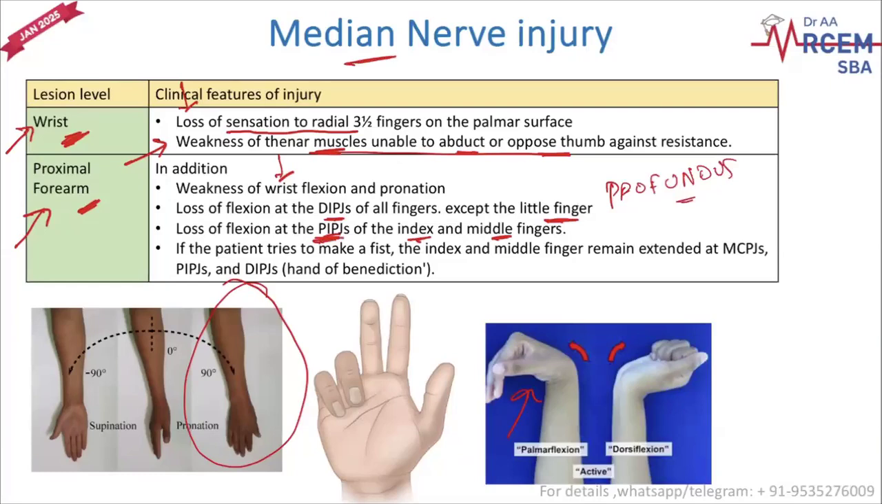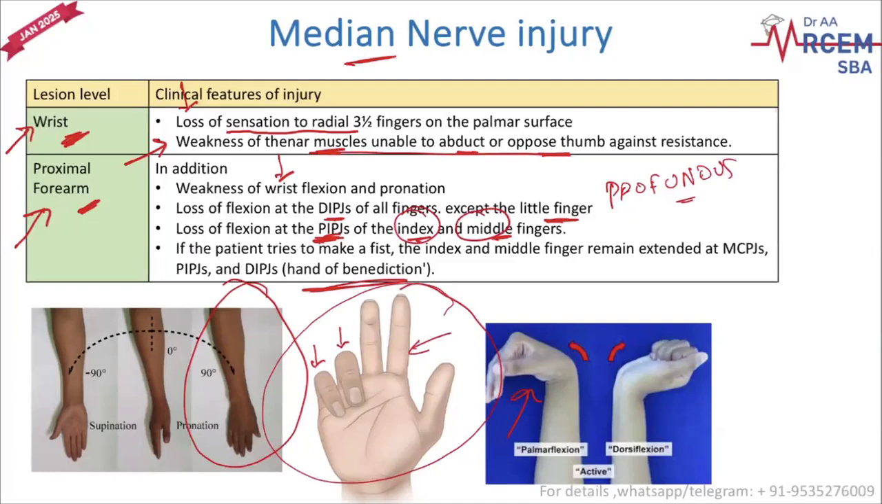What happens here? Loss of flexion at the proximal interphalangeal joint. This is the proximal interphalangeal joint. Only the index and the middle finger, it is lost. It is intact in your little finger and in your ring finger. That's why whenever you ask this patient to make a fist, they make a fist like this. This fist is known as Benediction sign or hand of Benediction.